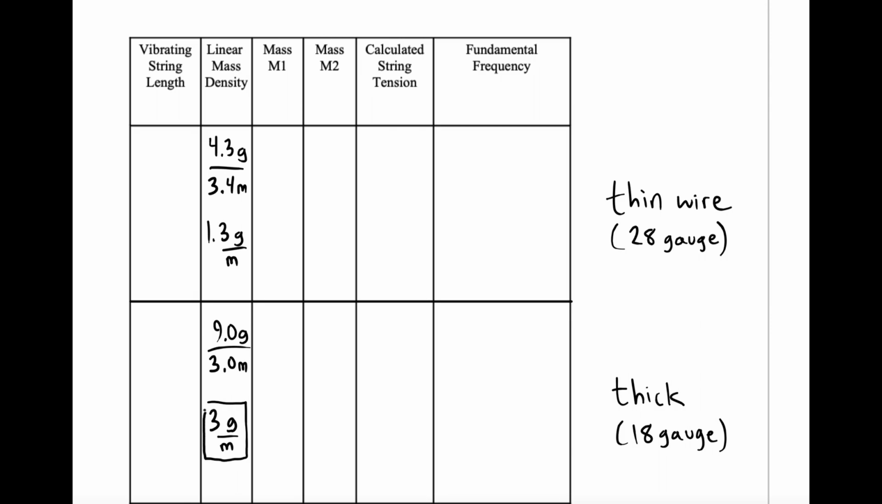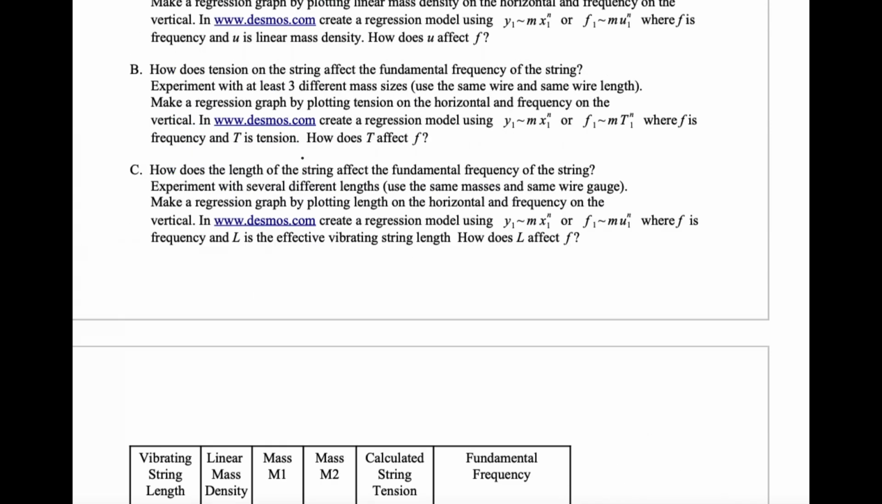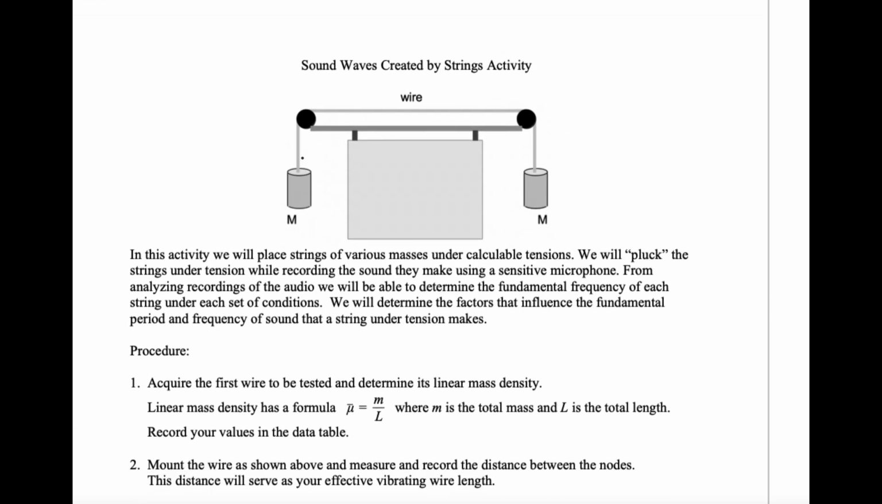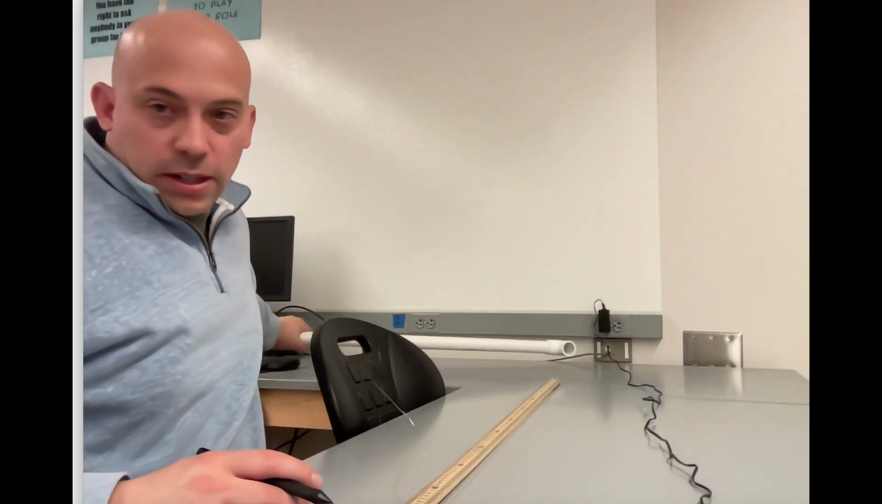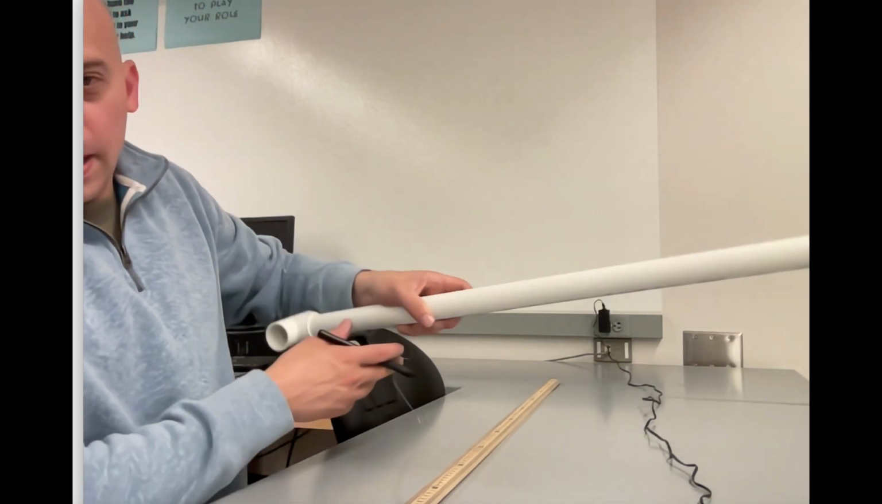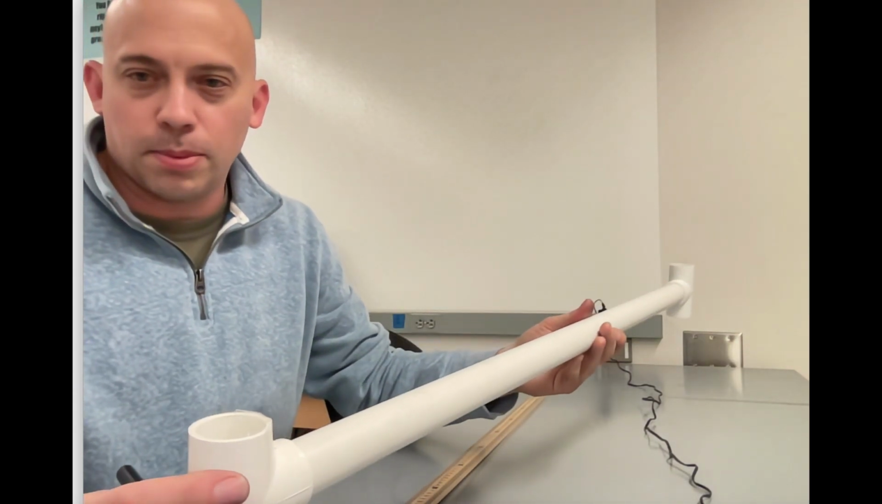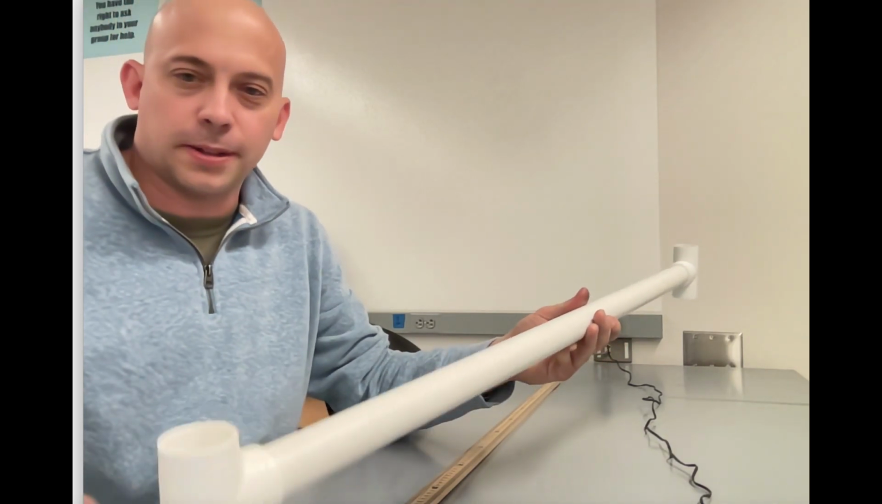Alright, there we go. So for this first experiment, we want to only vary the linear mass density and keep everything else in the experiment the same. So how it's going to work is we're going to hang masses from 2 sides of a wire. We want the forces to be balanced, so the masses should be equal. So what I've made is this PVC pipe apparatus that will help us to put tension on the string.